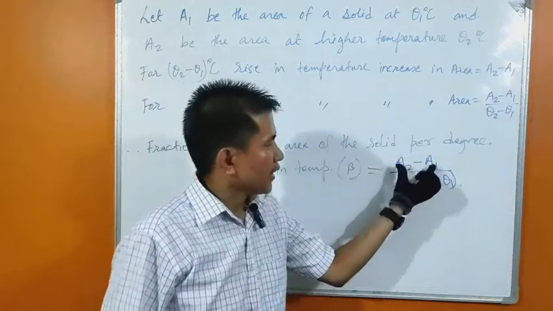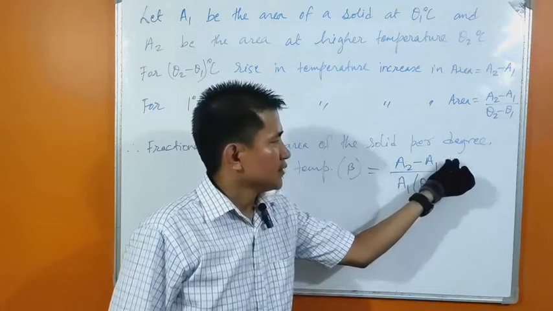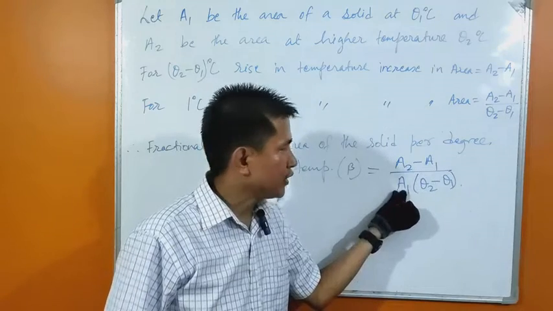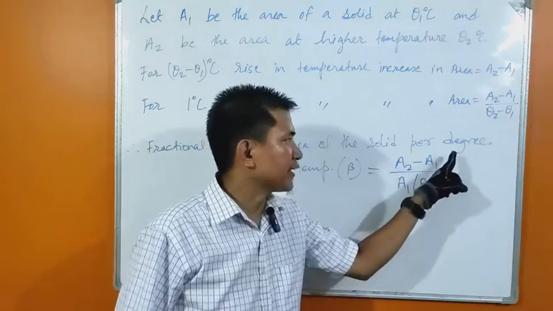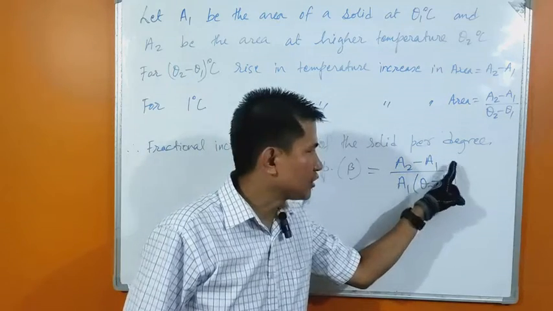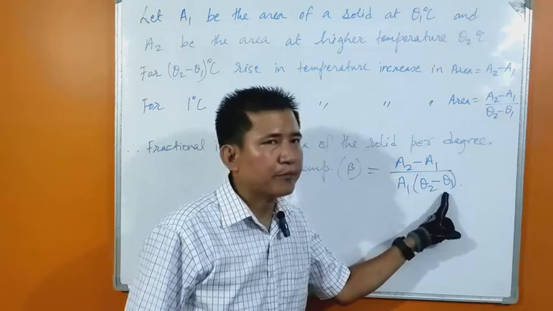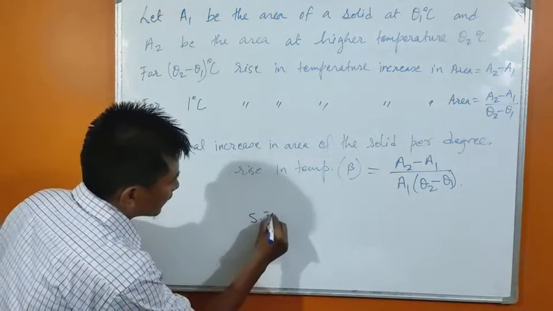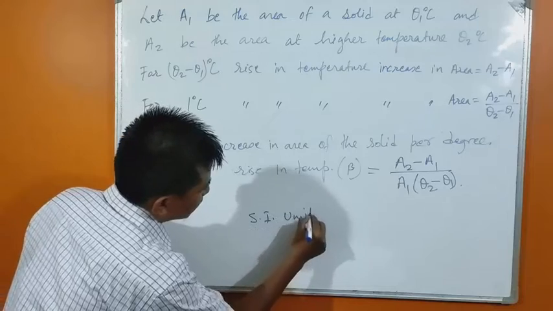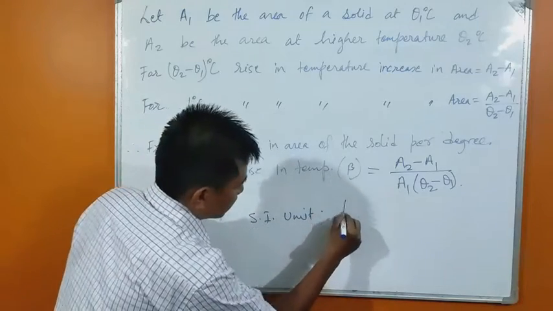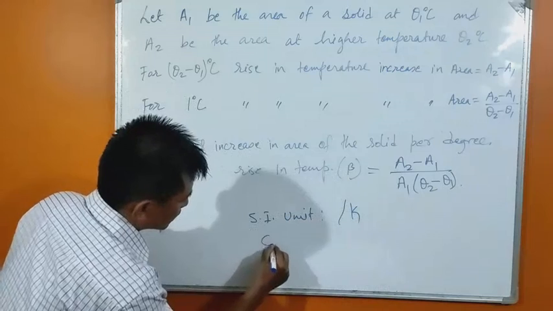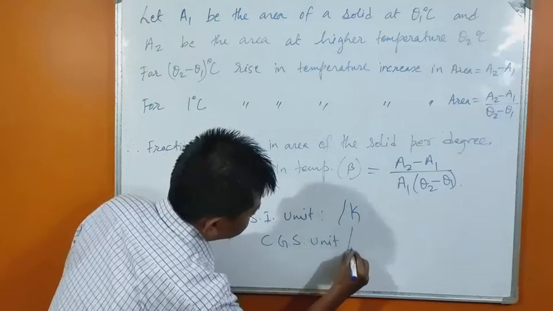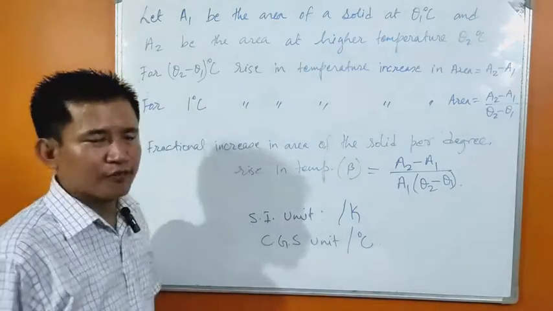Okay, this is the coefficient of superficial expansion unit. See here, the unit of area comes here and the unit of area is in the denominator as well. So the unit of area from the numerator and from the denominator gets cancelled. So only the unit of temperature remains. The SI unit will be per Kelvin and the CGS unit will be per degree Celsius. Got my point?